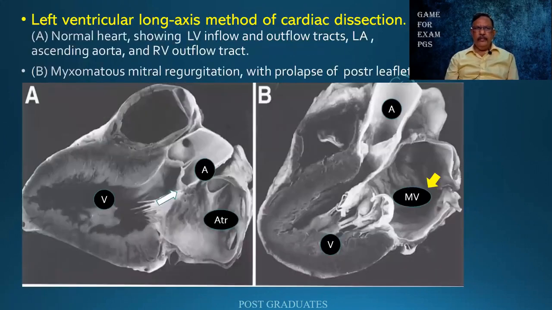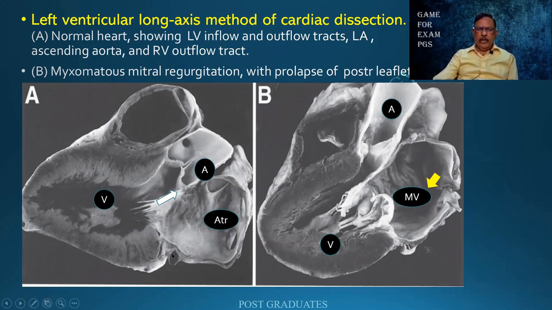There is another method of dissection called the long axis method of dissection. Long axis method of dissection means from the base of the heart to the apex of the heart. So it is being cut. It can be either on the left side or on the right side. So it is a long axis method.